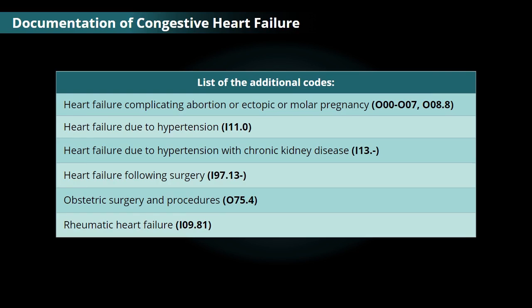Heart failure complicating abortion or ectopic or molar pregnancy, O00 through O07 and O08.8. Heart failure due to hypertension, I11.0. Heart failure due to hypertension with chronic kidney disease, I13. Heart failure following surgery, I97.13. Obstetric surgery and procedures, O75.4. Rheumatic heart failure, I09.81.